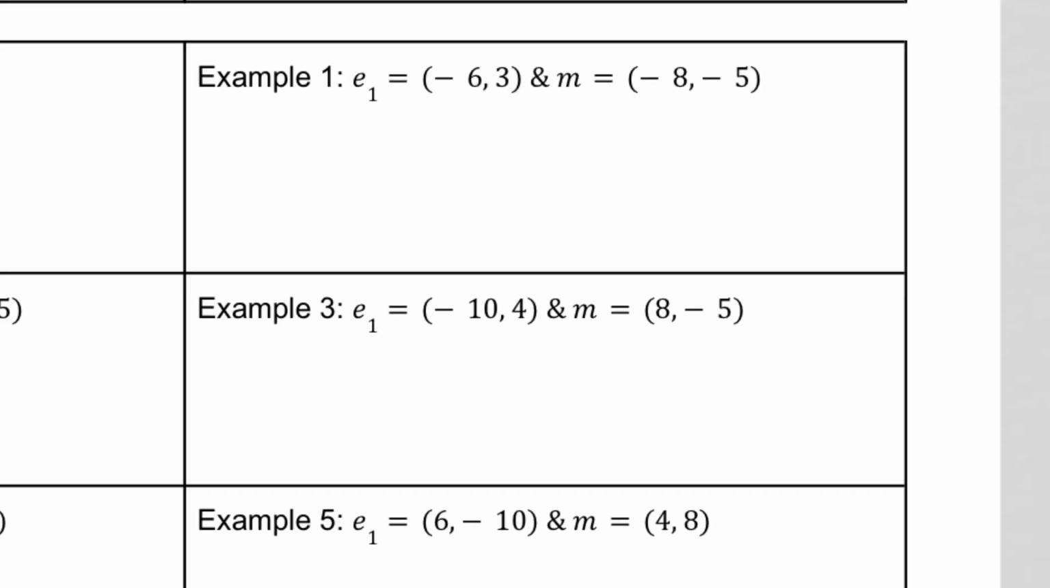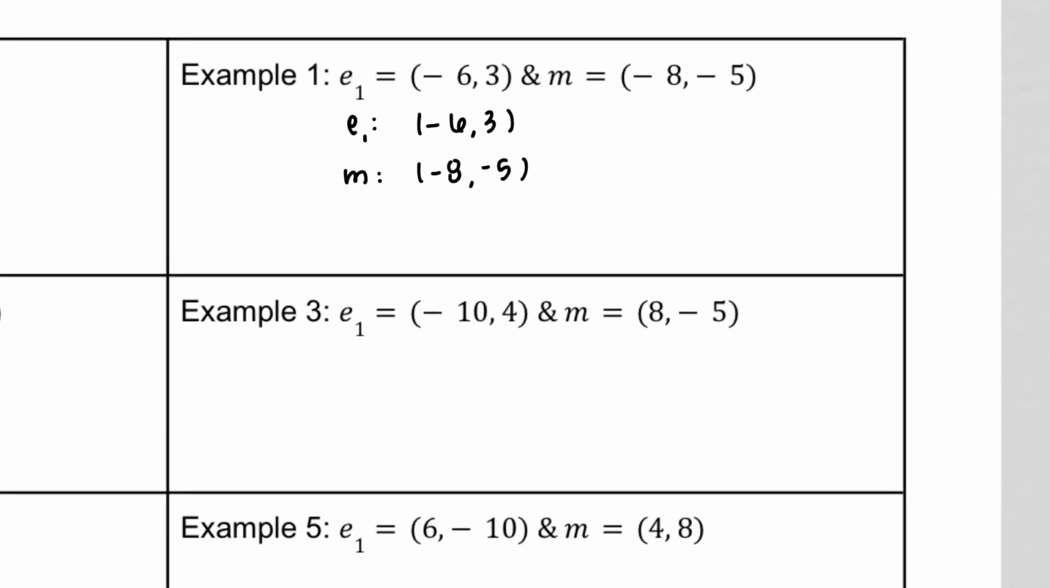So the way I'm going to write this is I'm going to take my endpoint, which here in this problem is (-6, 3). I'm going to then write it on top of my midpoint, which in this problem is (-8, -5). And I need to ask myself, how do I go from 3 to -5? I know that I'm getting negative, so I subtract, and I actually subtract 8. And then I ask myself, how do I go from -6 to -8? I subtract 2.